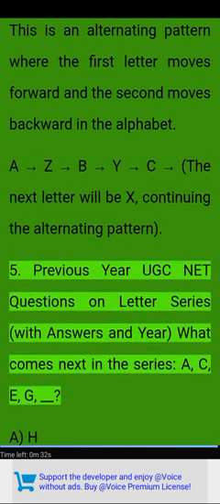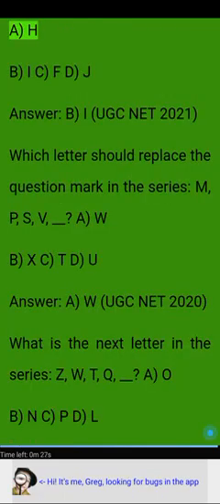5. Previous year UGC NET questions on letter series with answers. What comes next in the series? A, C, E, G, blank, blank. Options: A, H. B, I. C, F. D, J. Answer: B, I. UGC NET 2021.